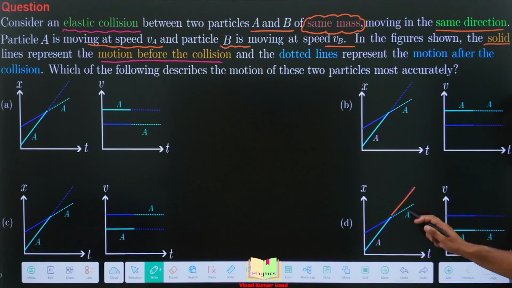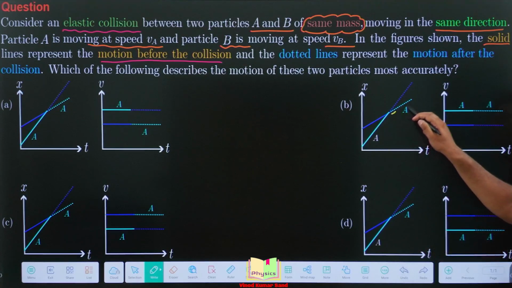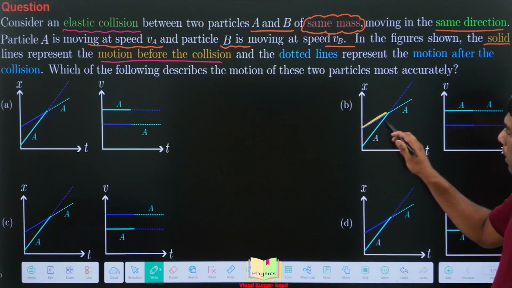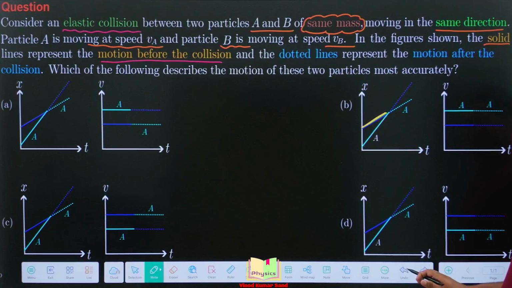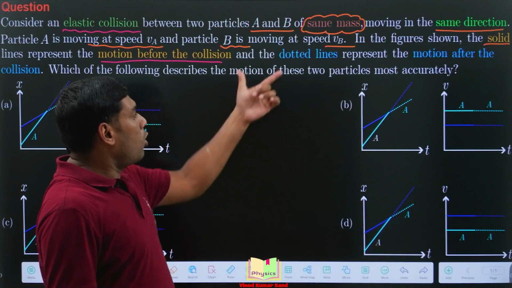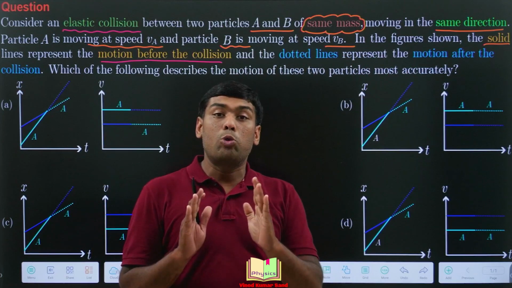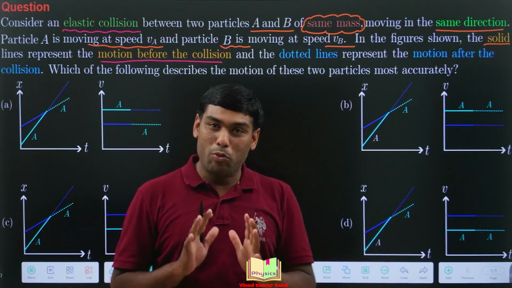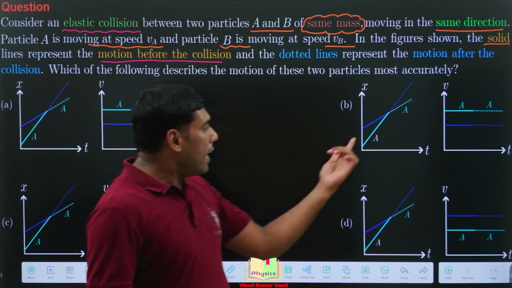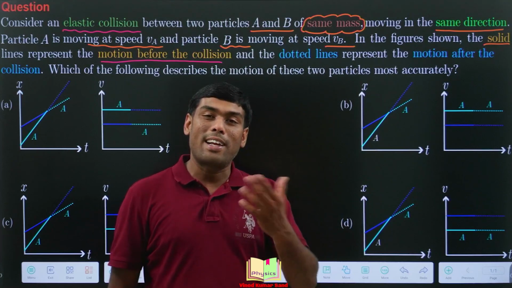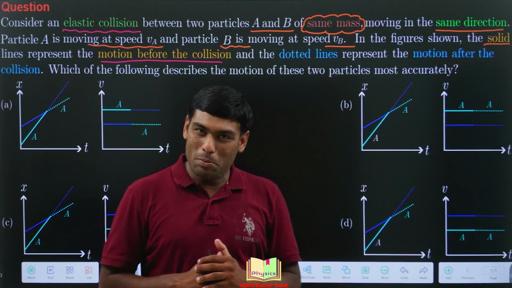I hope you got it. Now, this was a dotted line, and then here were the solid lines. I hope you got the graphs. So, the dotted lines are representing the motion after the collision and the solid lines are representing the motion before the collision. And where A has been written, that is for particle A, and where nothing has been written, obviously that line is representing the motion of particle B.